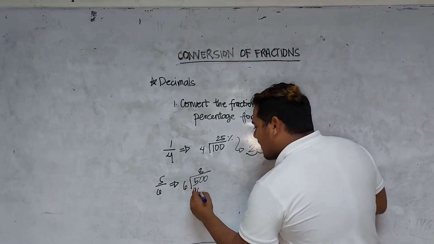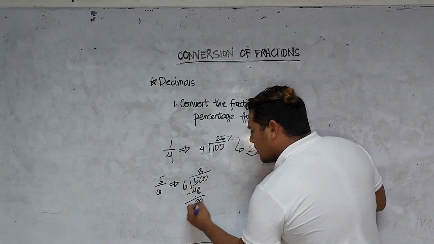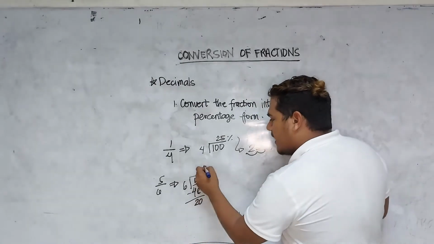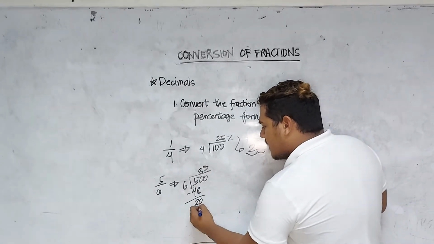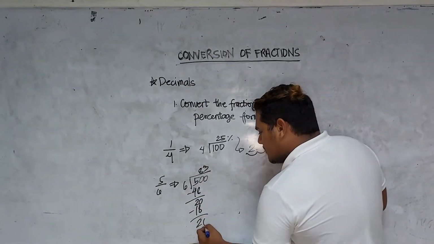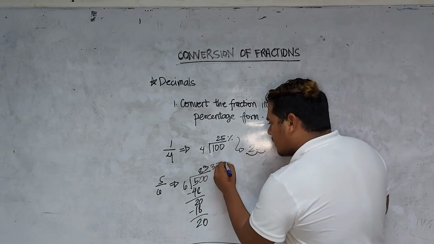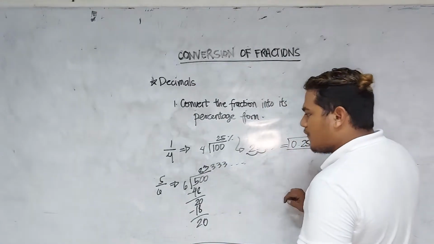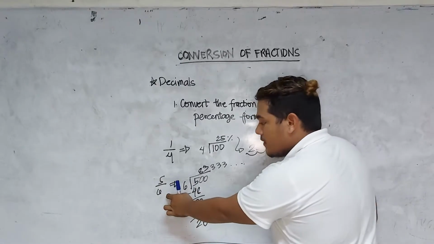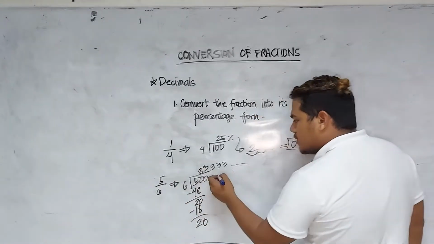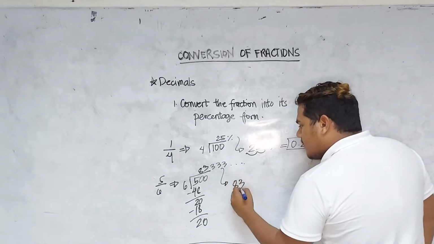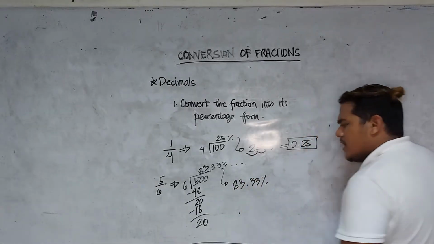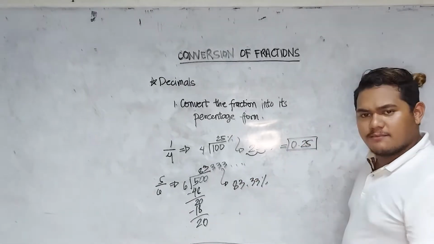8. That becomes 48. 2, 0. 20 divided by 6, 3. 3 times 6, 18. 2, 0. So 3, 3, 3, and so on and so forth. Therefore, 5/6 into its percentage form is pila? 83.33%. Now what do you think is its decimal conversion?